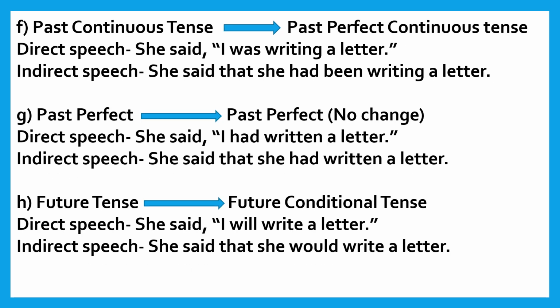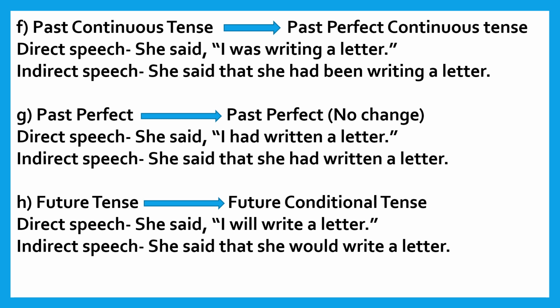If the direct speech is in the past continuous tense, then in the indirect speech, the tense will be in the past perfect continuous tense. For example, in the direct speech, she said, "I was writing a letter." The verb in the sentence is was writing. In the indirect speech, the sentence will become, she said that she had been writing a letter. The verb was writing in the direct speech changes to had been writing in the indirect speech.